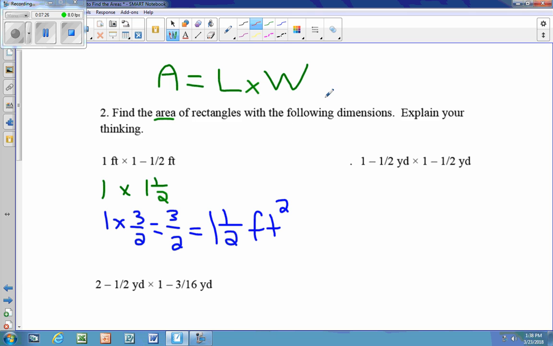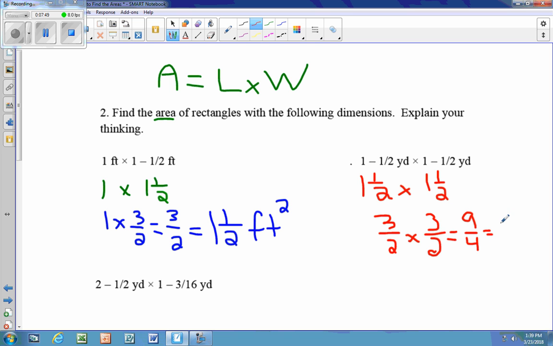So now we look at the next one. We have 1 1/2 times 1 1/2. We can't leave them mixed, so we make it improper, which is 3/2 times 3/2. And when we do that, we end up with 9/4, which is the same as 2 1/4 yards squared.